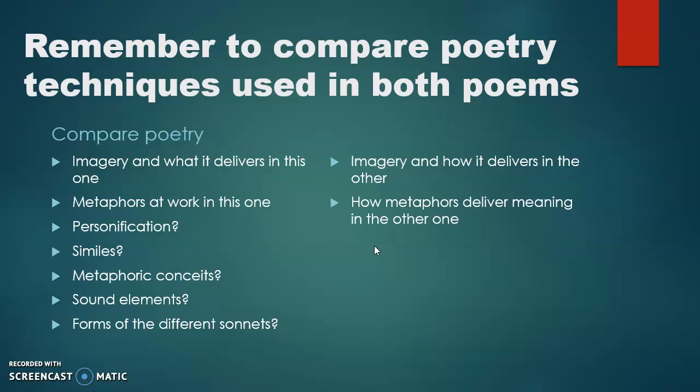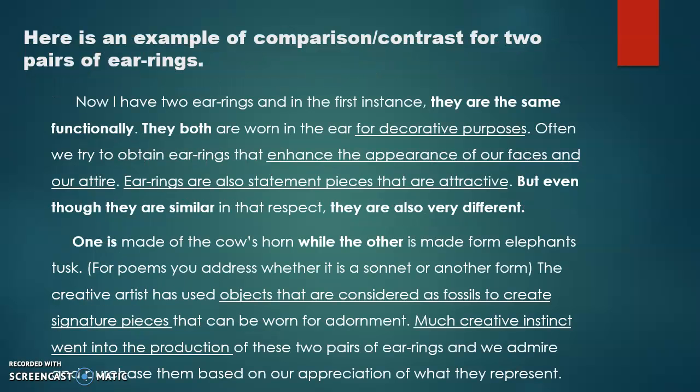from one to the other. There is another method of comparing and contrasting where you write all about poem one, three, four paragraphs, and then you're going to change and switch and do poem number 2. No, I'm telling you, this is not the superior method. So you should leave that method alone. You're required to do the comparing and contrasting side by side. So here I'm giving you an example of how I've done a critique of the two pairs of earrings.